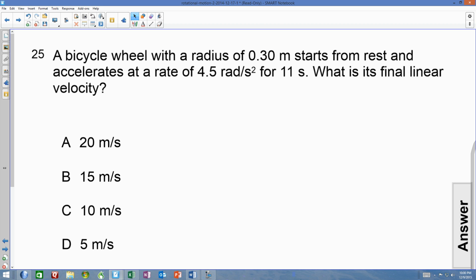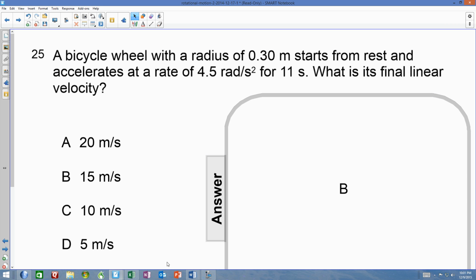A bicycle wheel with a radius of 0.30 meters starts from rest and accelerates at a rate of 4.5 radians per second squared for 11 seconds. What is the final linear velocity? Go ahead and pause and see if you can get this one. Okay, let's see what the correct answer is. It should be B, 15 meters per second.